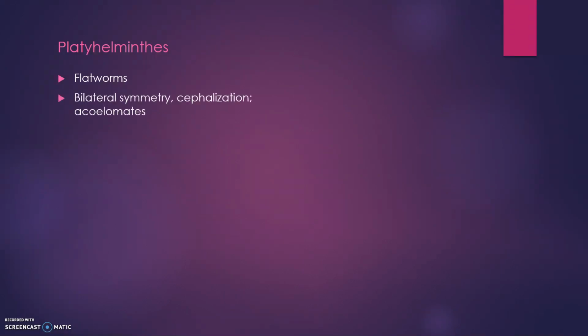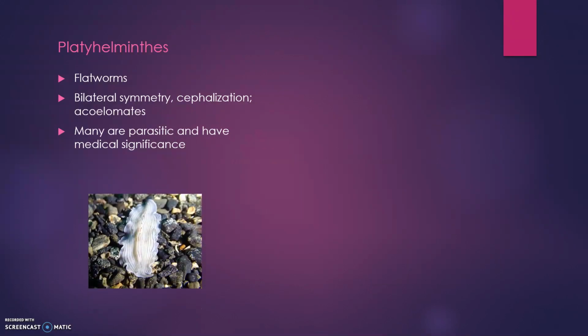Next, we go into the flatworms, phylum Platyhelminthes. What you see with these is that they have bilateral symmetry and a head, and they lack a body cavity. Many are parasitic, so they have medical significance. You'll see tapeworms in this phylum, which are not good, if you didn't know that. They're parasites that can make you very sick.